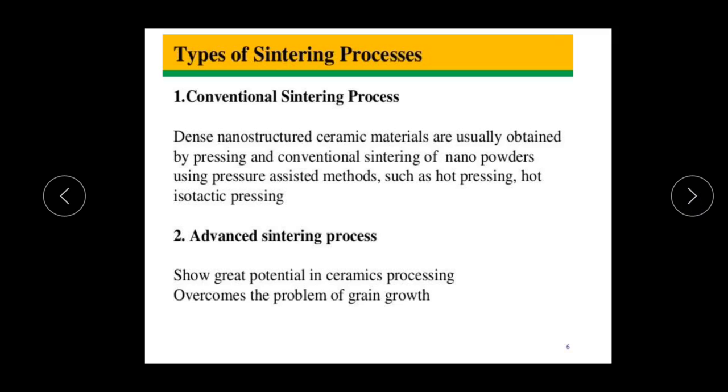Now we will discuss the types of sintering processes. Number one, the conventional sintering process, also called the traditional sintering process. Dense nano-microstructure ceramic materials are usually obtained by pressing and conventional sintering of nano powders using pressure assisted methods such as hot pressing and hot isostatic pressing. Second is the advanced sintering process, also called modern sintering processes, which shows great potential in ceramic processing and overcomes the problems of grain growth.